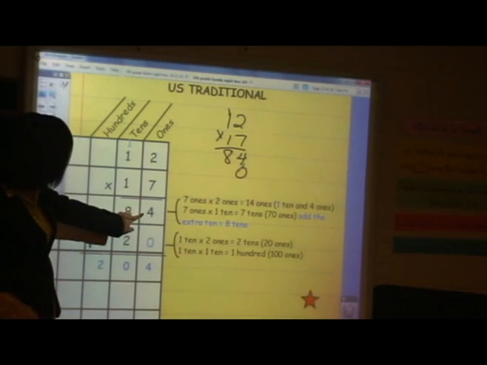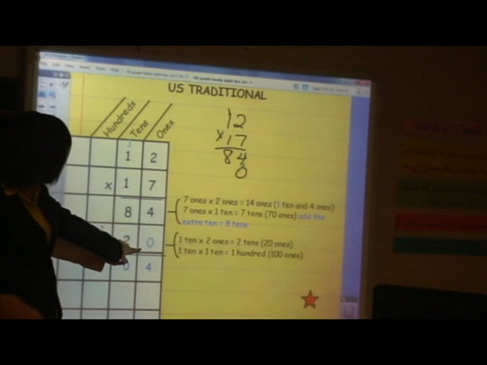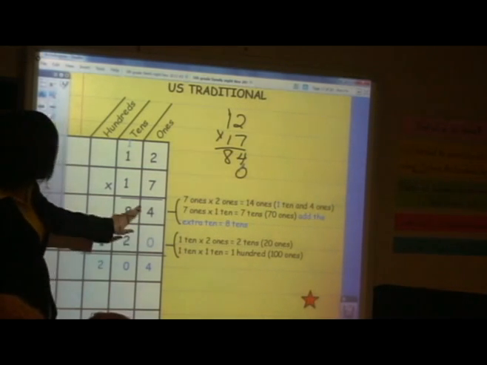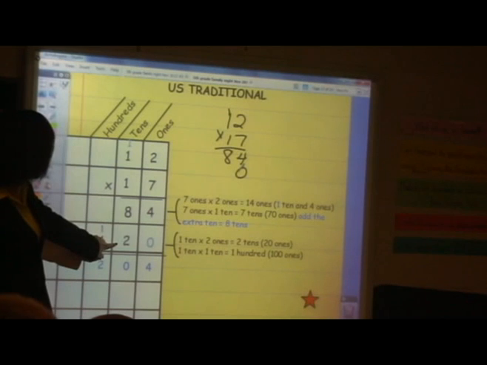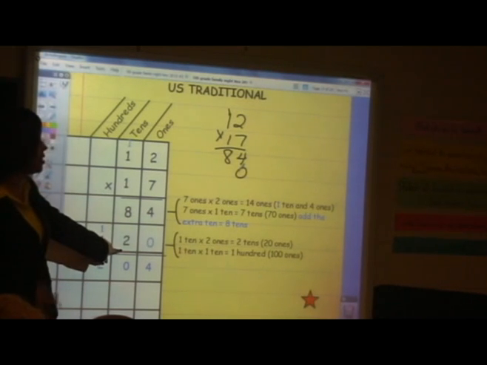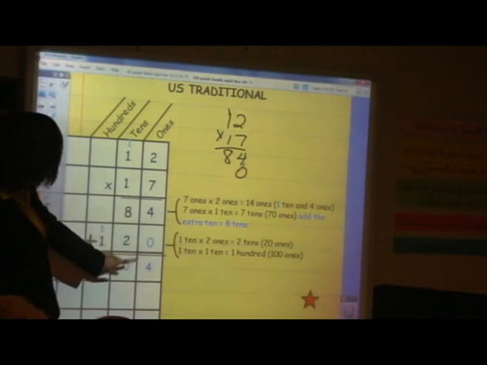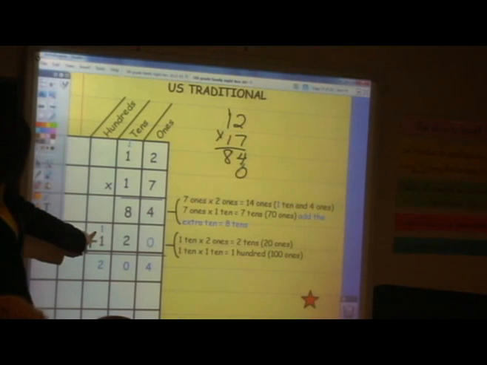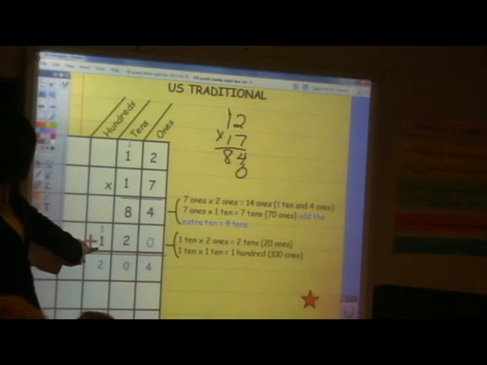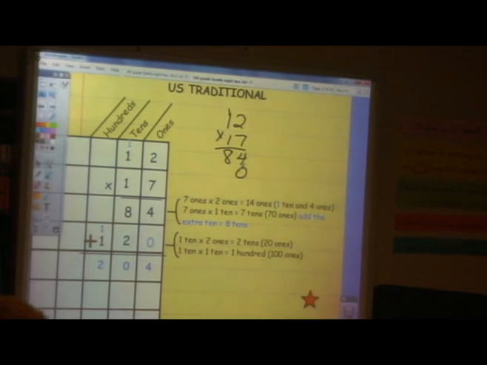So I'm adding 4 ones and no ones gives me 4 ones. 8 tens plus 2 more tens makes 10 tens, and we all know that's 100. So I put my 0 here and take my hundreds to where it belongs, the hundreds place. I had already created 100, and the additional 100 I just added on makes 204. So you have created 12 times 17 with your hands.